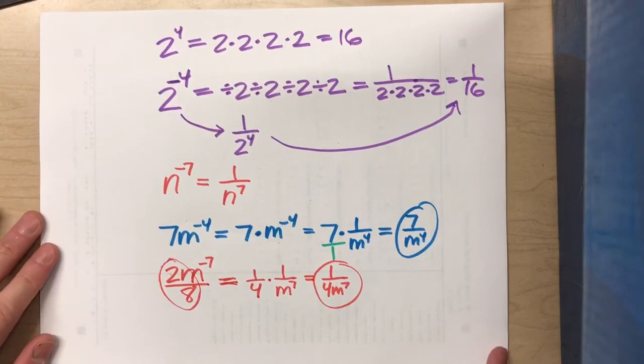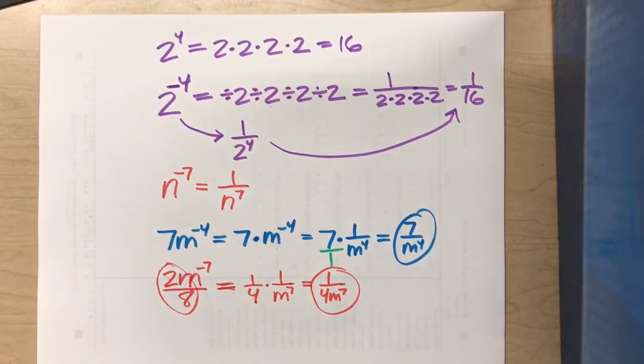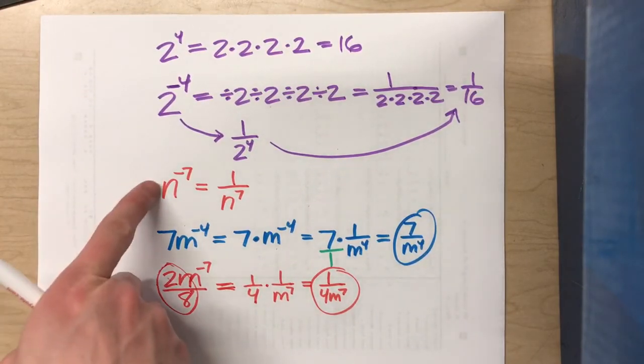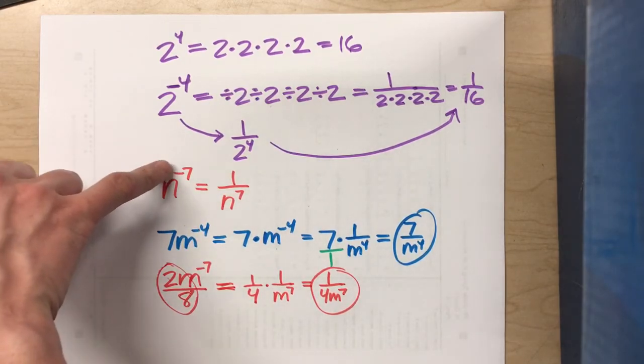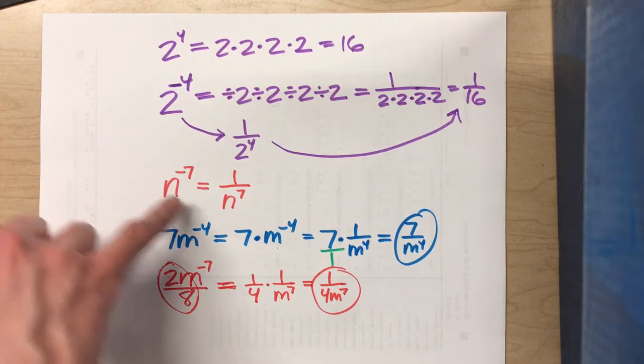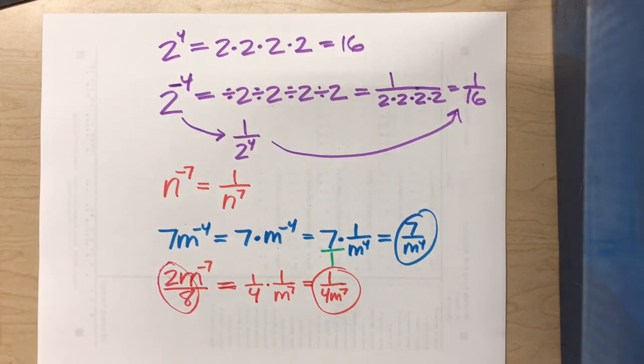So you see, negative exponents, you just have to remember that negative exponents represent that it makes it into a fraction. So when you see a negative exponent, know that that whole term is going to end up in the denominator of a fraction.